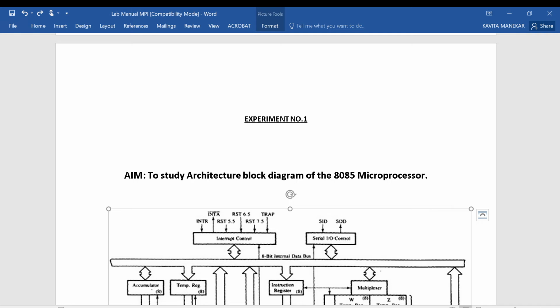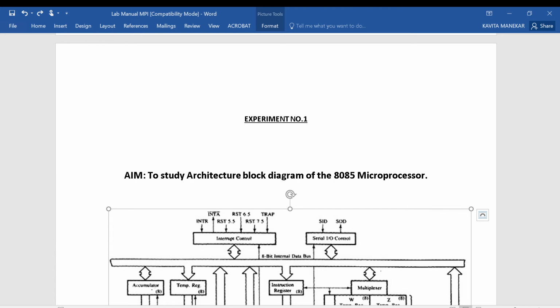The sixth type of signal we are going to see over here is interrupt and externally initiated operations. Mainly we have 5 interrupt pins: INTR, RSTs and TRAP. INTR is the interrupt request pin that can be used to interrupt a program execution, and the microprocessor acknowledges with the pin INTA bar, that is interrupt acknowledgement.